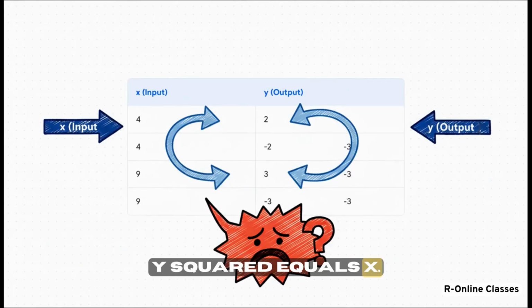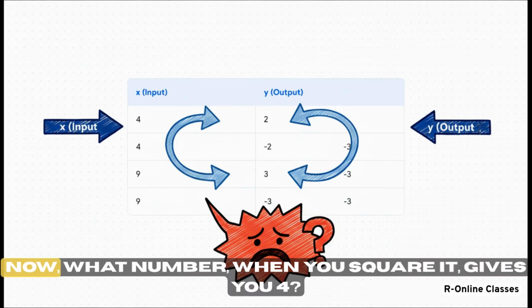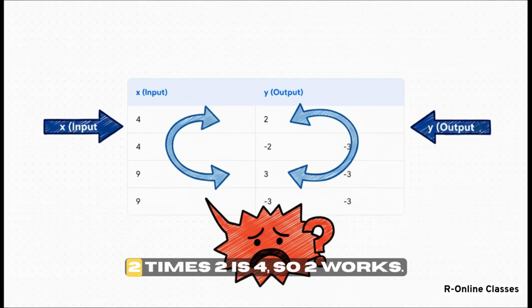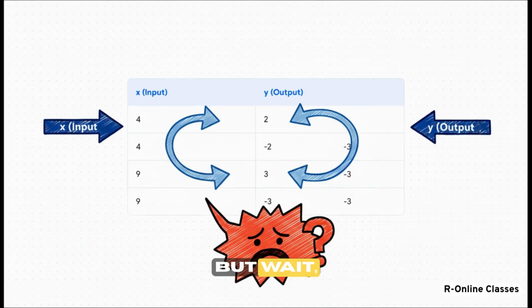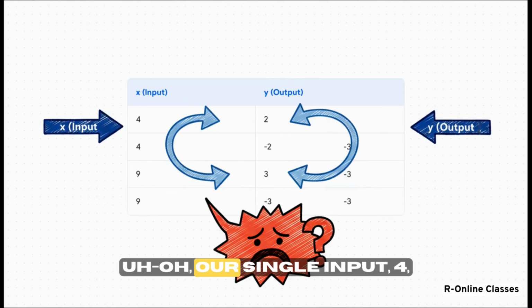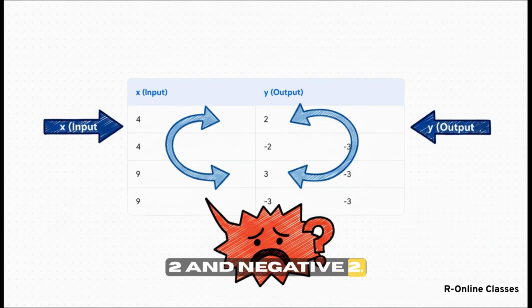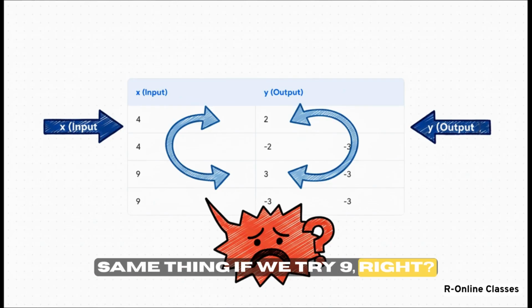Okay, let's try a different one. Y squared equals x. So let's pick an input for x. How about 4? Now, what number, when you square it, gives you 4? Well, 2 times 2 is 4, so 2 works. But wait, -2 times -2 is also 4. Uh-oh, our single input, 4, is spitting out 2 different outputs, 2 and -2. Same thing if we try 9, right? We get 3 and -3. Houston, we have a problem.